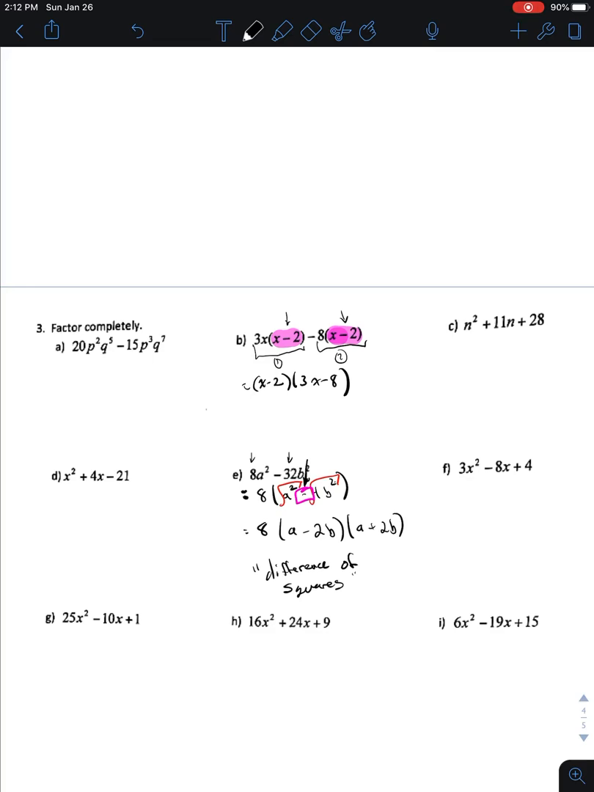Okay, what's next? Which one do you want to do? Let's do H. Okay. So this one, it's pretty easy. It's just a trinomial, right? But what's the first thing you always check for? Just so we can make the first thing 1, right? Or make it simple.